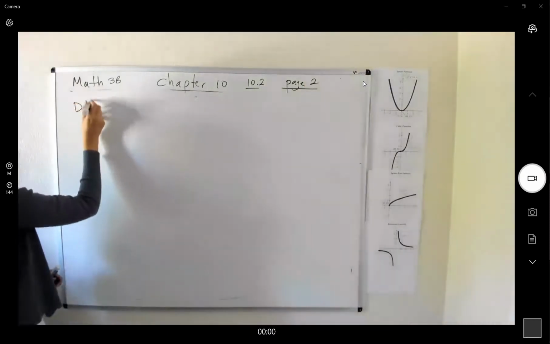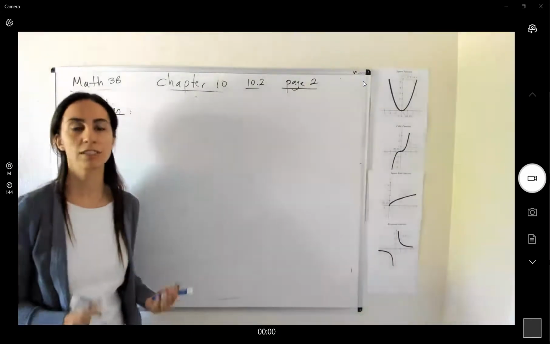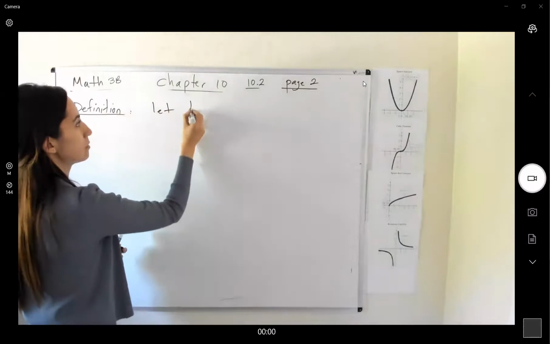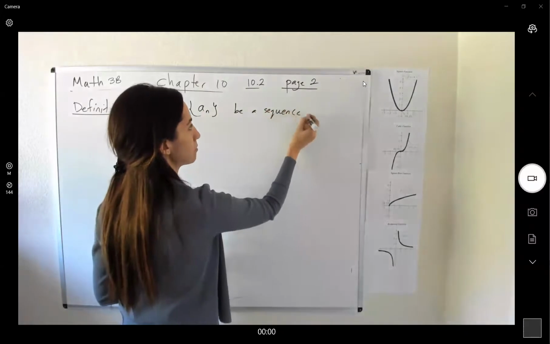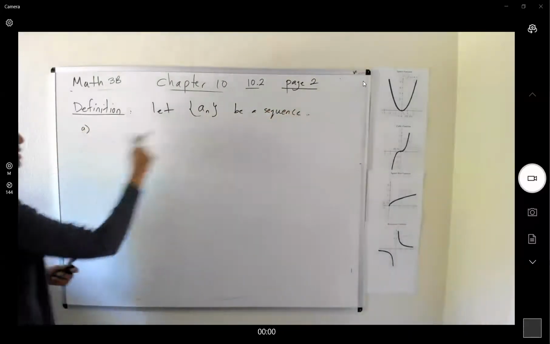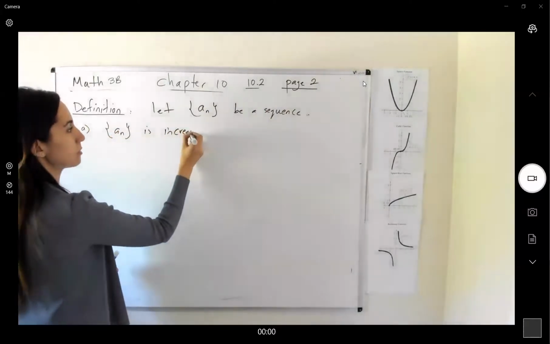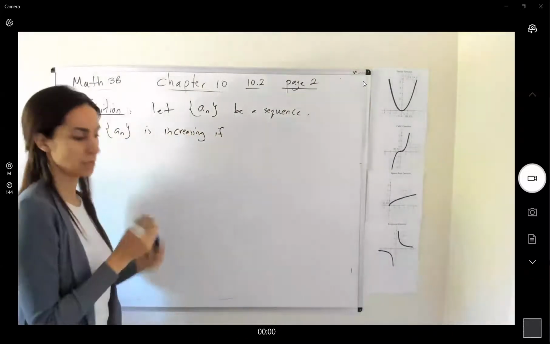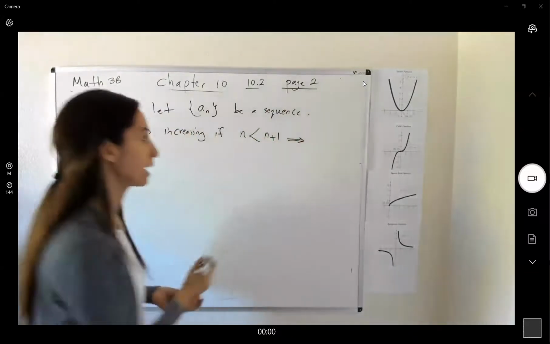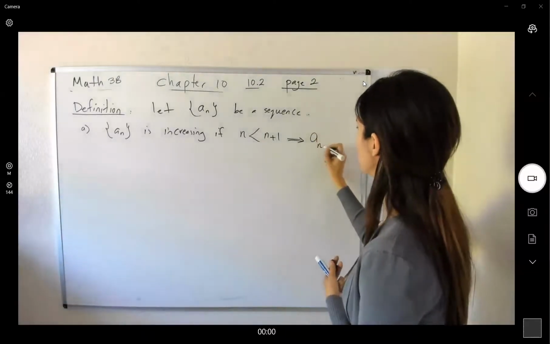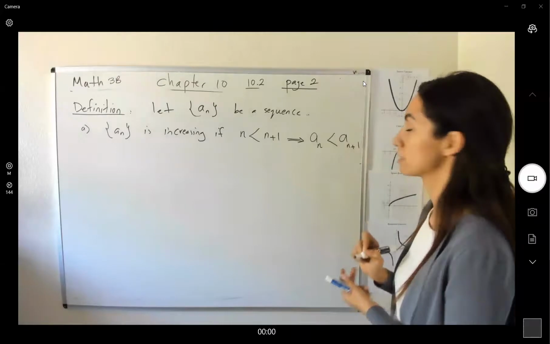Definition. Suppose you have a sequence a sub n. First of all, we say that this sequence is increasing if n is less than n plus 1, then you can conclude that the general term a sub n is less than the general term a sub n plus 1.